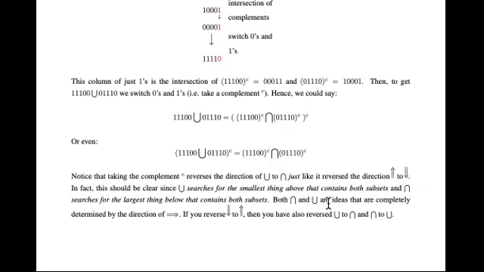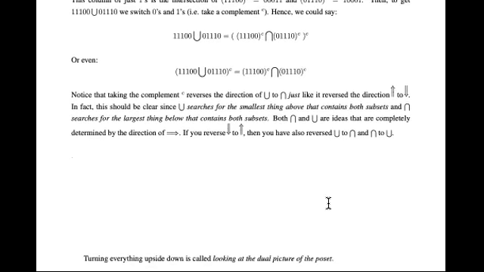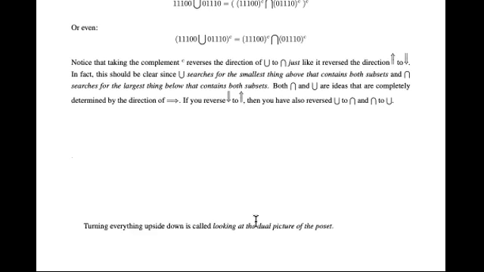So what we end up seeing is by taking the complements of everything in the power set, we've actually turned the whole power set upside down. We switched all the directions of the arrows, the intersections, the unions, the inclusions, and whatever else is just completely backwards. So we call it a dual picture of the poset. So we look at the poset, but then we just switch all the arrows.